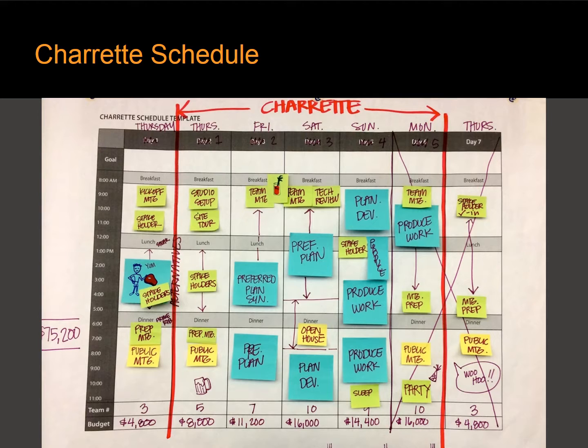On the left there you see that Thursday. That Thursday was at least a week before the 5-day charrette itself, and followed by another 1 day on Thursday after the charrette. You'll see here also the budgeting that takes place on the bottom, showing the number of team members that are present, the people who are being paid at each day of the charrette, and an estimated budget for their labor.